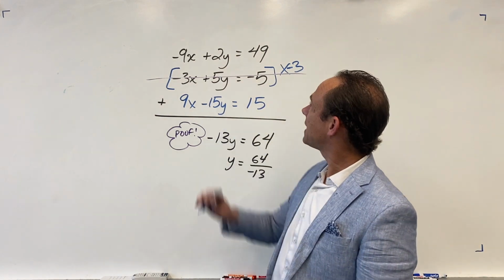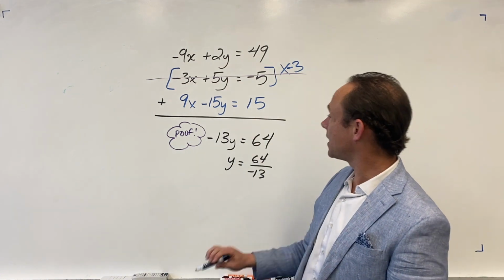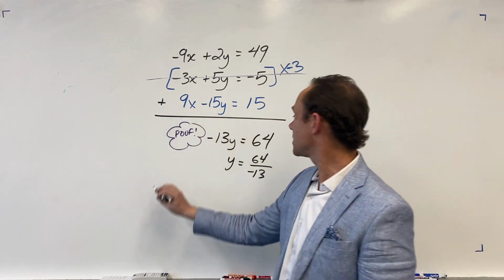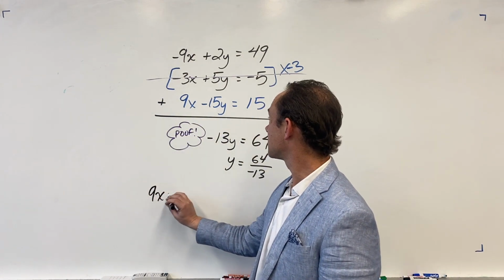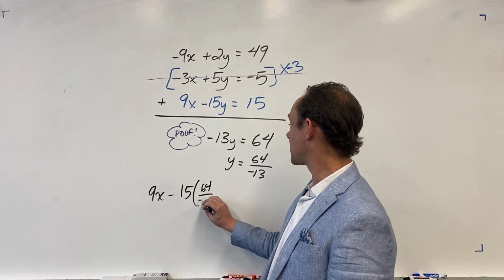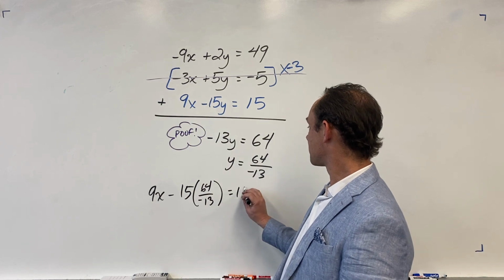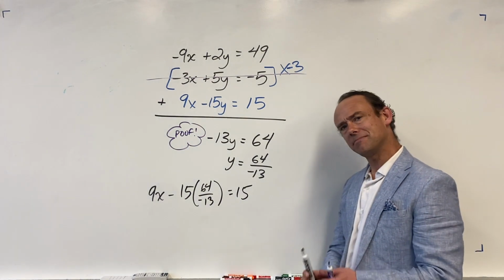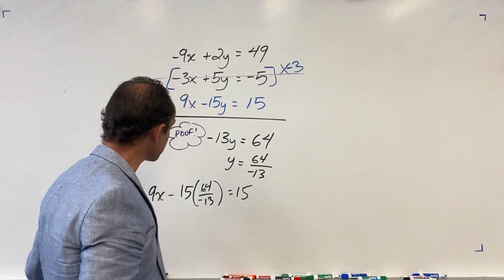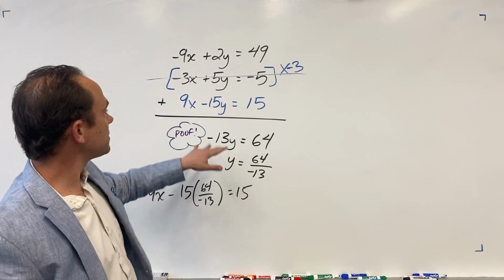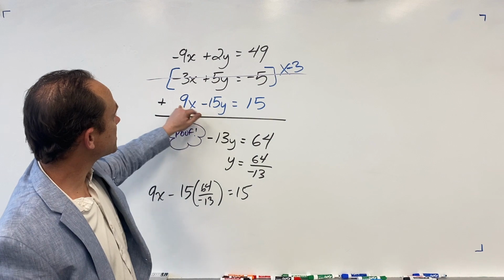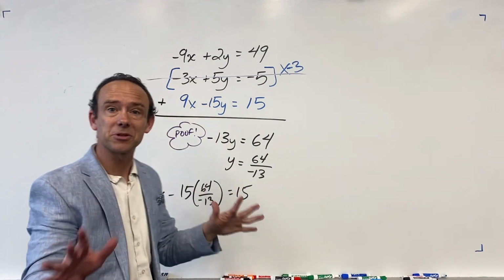I have to plug that back in to solve for x. I don't feel like doing that, so I'm not, but I'm going to use this second equation here. You would go 9 times x minus 15 times 64 over negative 13. And yeah, not too interested in finishing that one, but I think the key that I hope you take from this is this first step, really that elimination step, is that you can scale an equation to set up elimination. Sometimes you're going to have to do that, okay?